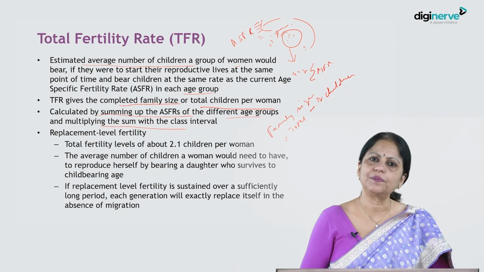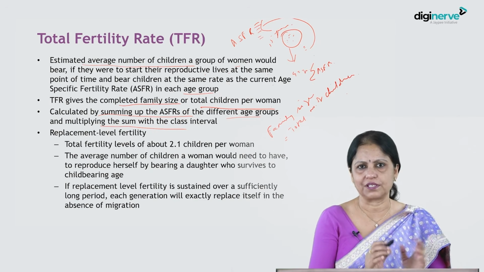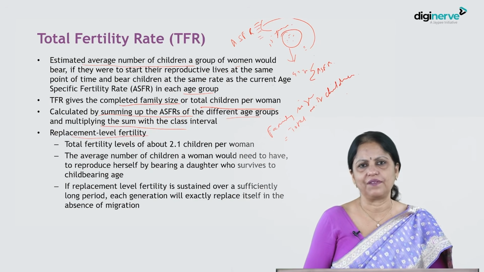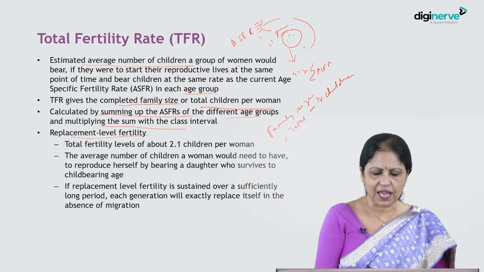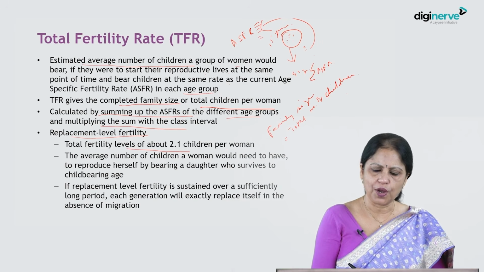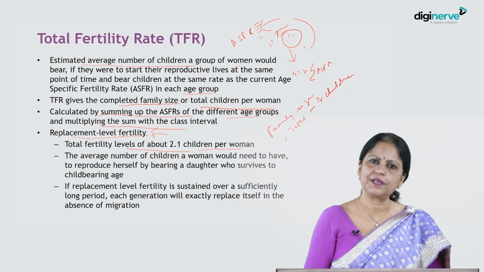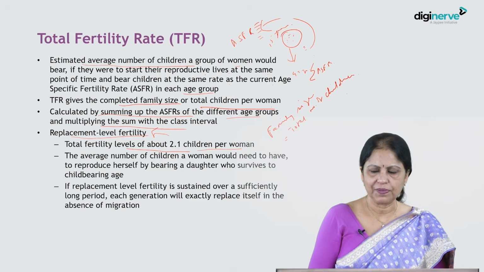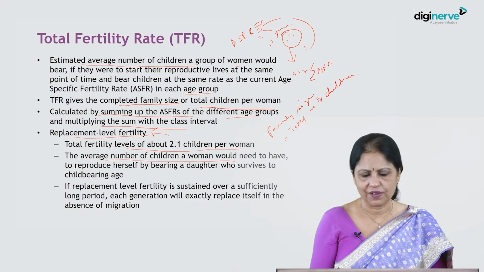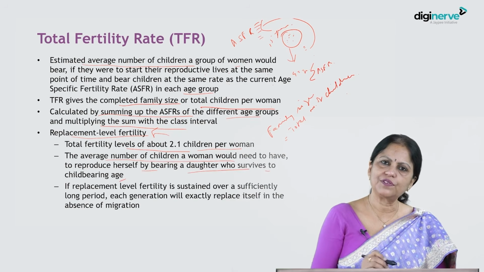Now why is this important? Why am I discussing it in so much detail, and why is it always discussed? We talk about replacement level fertility. It means that when the total fertility rate, that is TFR, reaches 2.1 children per woman, we have achieved replacement level fertility. So what does that mean? This is the average number of children a woman would need to have to reproduce herself by bearing a daughter who survives to childbearing age.